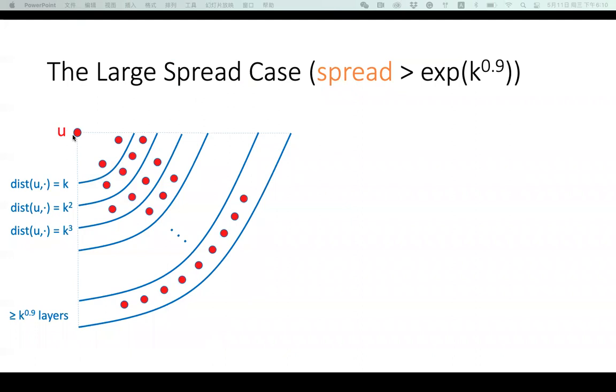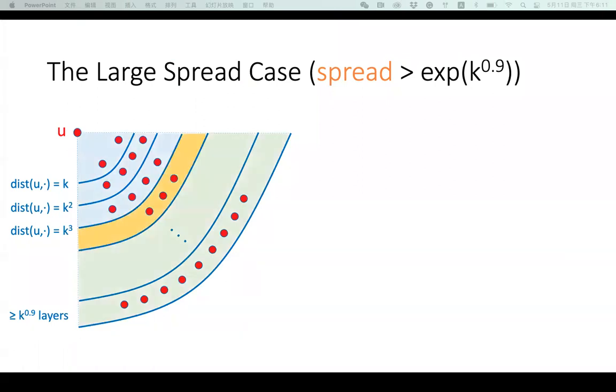So we take an arbitrary terminal U and classify all the remaining terminals according to their distance from U into layers. For example, the first layer contains all the terminals at distance from 1 to k from U. The second layer is from k to k squared. The third layer is distance k squared to k cubed, etc. Since the spread is at least exponential in k to the 0.9, the number of layers we get has to be at least k to the 0.9 intuitively.